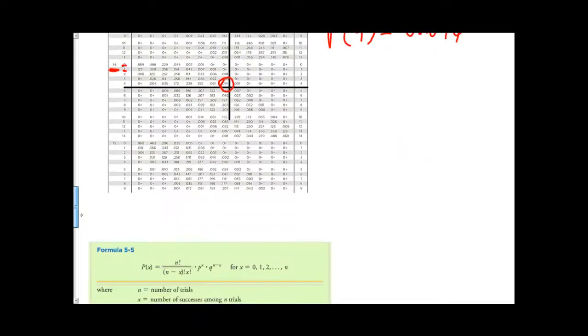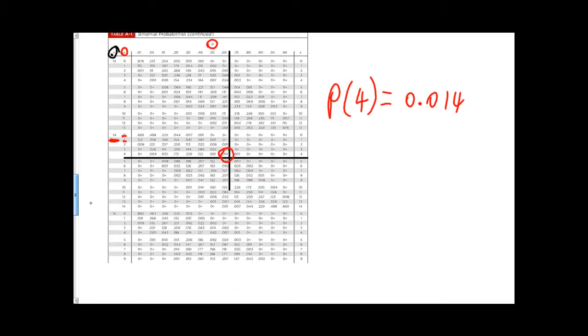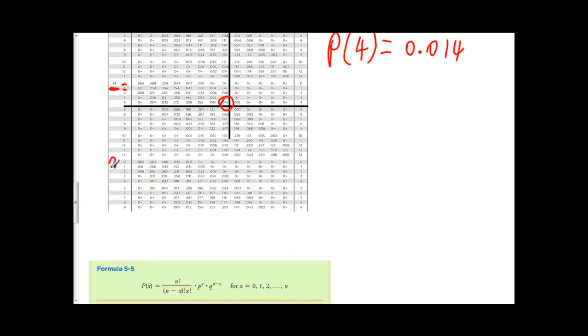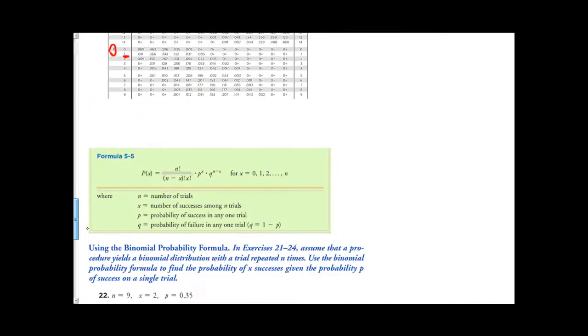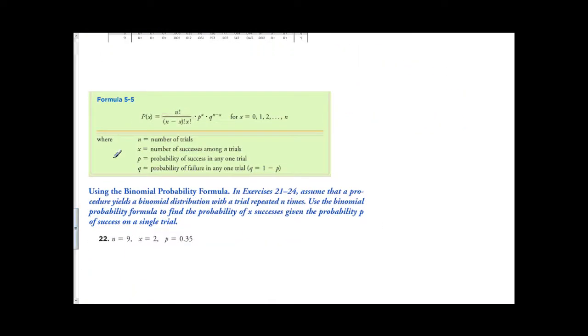0.014. All right, now here's the binomial formula. This table comes from this formula. If you use this formula to do all these calculations for these n's and these x's and these p's, you would get this table. So what we're going to do now is actually use the formula to come up with the probability that we were just getting from the table.